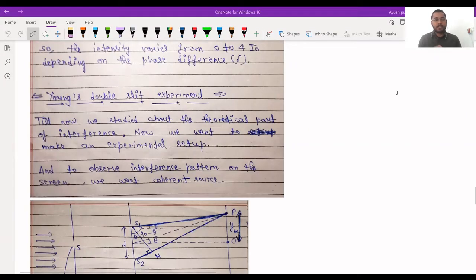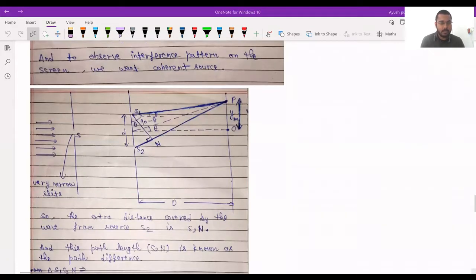Today I am going to discuss a very important experiment, that is the Young's double slit experiment. So let's start. Let me share my screen. Let's understand the Young's double slit experiment. What is the Young's double slit experiment? See, this is the setup of Young's double slit experiment.